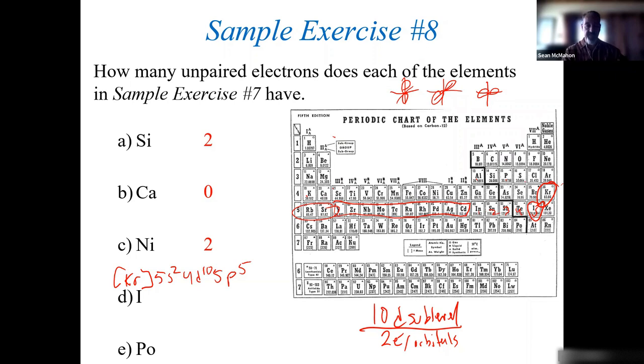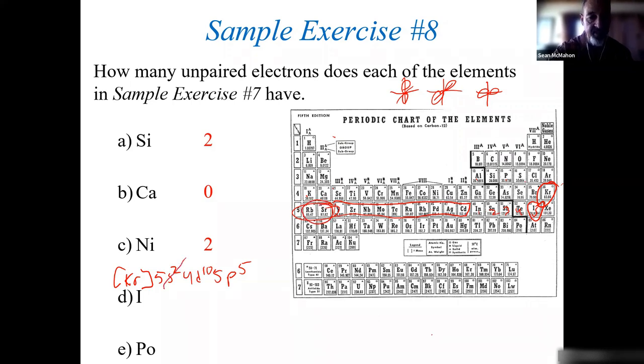If I look, the 5s2, I know the one orbital's filled. How do I know that? Because there's only 2 positions and it's filled. The 4d10, 1, 2, 3, 4, 5, 6, 7, 8, 9, 10. All of the electrons fill that sublevel. That's why I had to move to the 5p5.